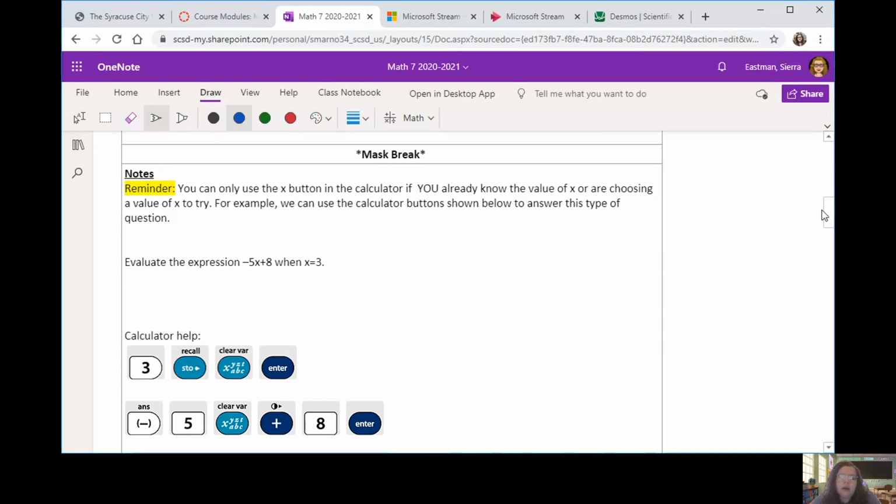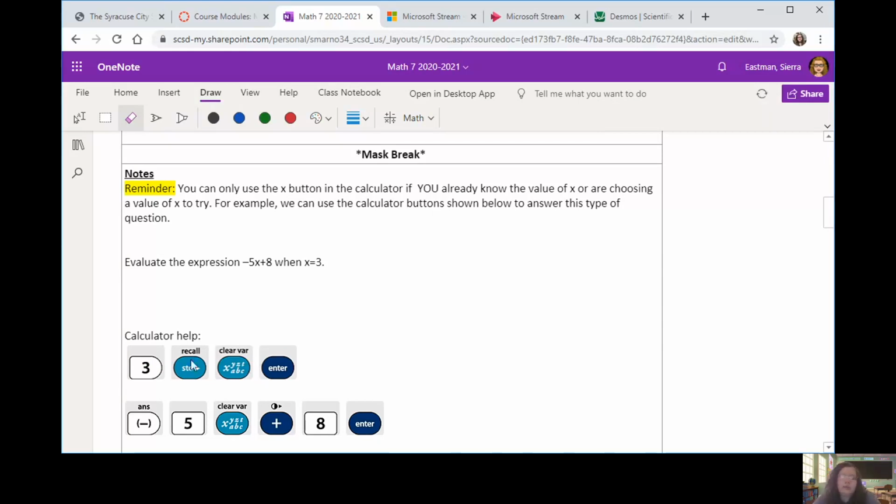For example, we can use the calculator buttons shown below to answer this type of question. If they tell me to evaluate the expression negative 5x plus 8 when x equals 3, then what we need to do is tell the calculator that x is equaling 3. Click a 3, we can click store, x, and then enter.